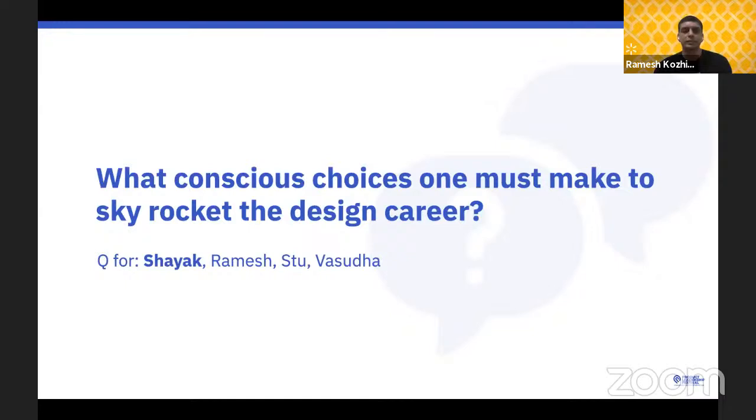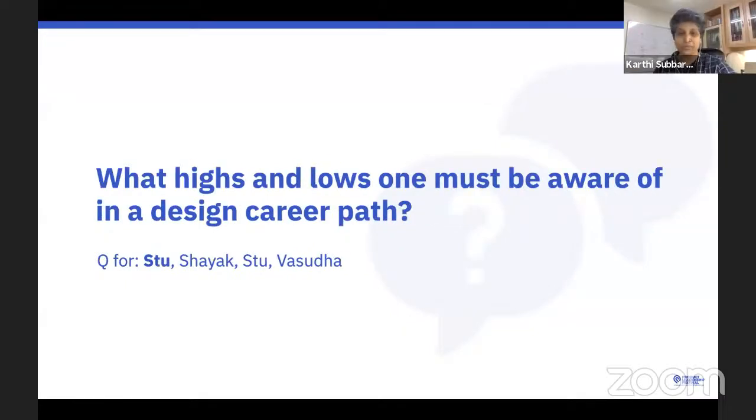Awesome, great. Stu, what are the highs and lows one must be aware of in a design career path? Because these can have domino effects on our choice making. So what should we be aware of?